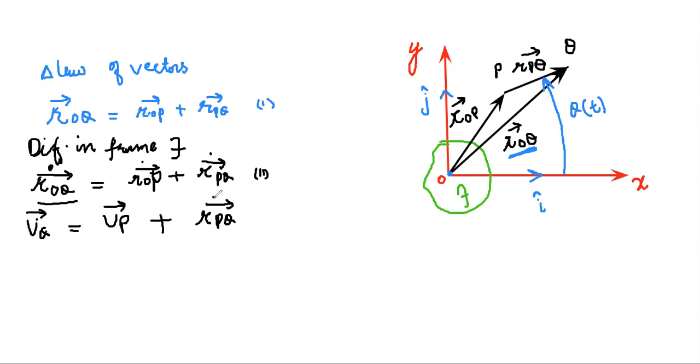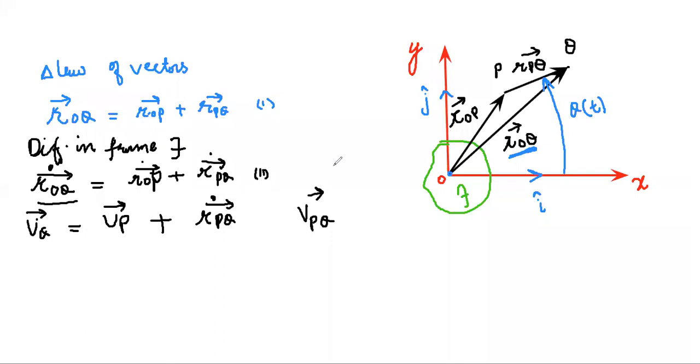But be careful about this RPQ vector dot. We cannot write this as VPQ. This is the derivative of RPQ vector, not the velocity of Q with respect to P. Again, I am repeating, RPQ is the position of point Q as measured from point P, because we are drawing this radius vector not from the ground. We are drawing this radius vector from point P, and point P itself belongs to the rigid body. So RPQ is the position of point Q as measured from point P.